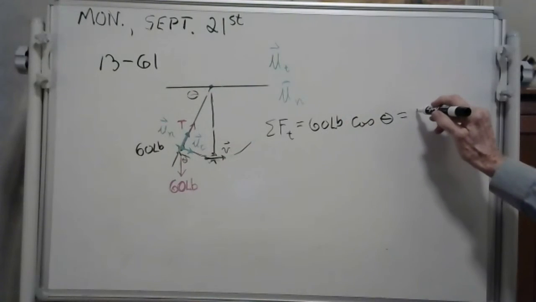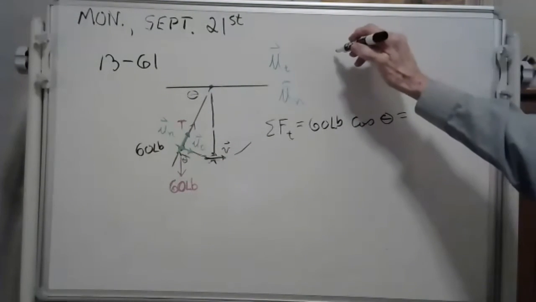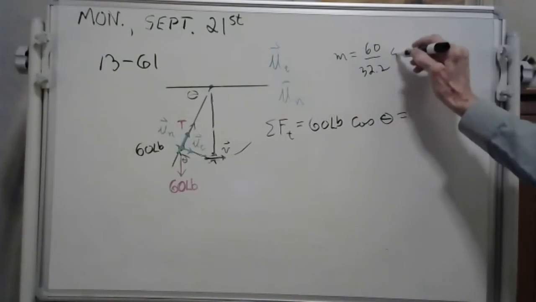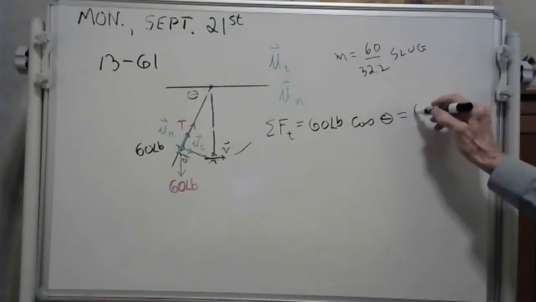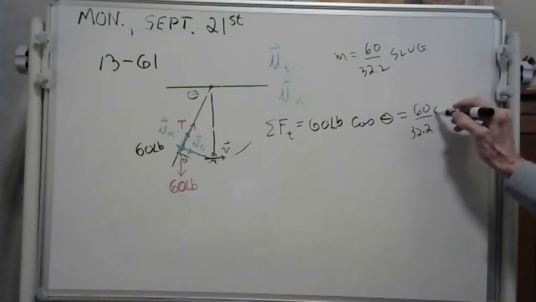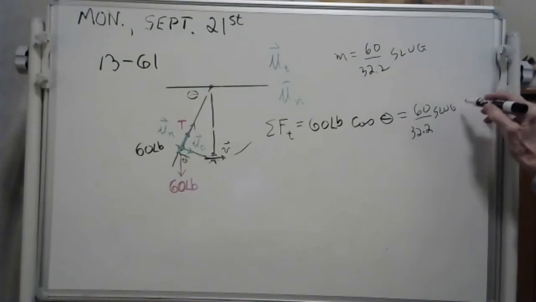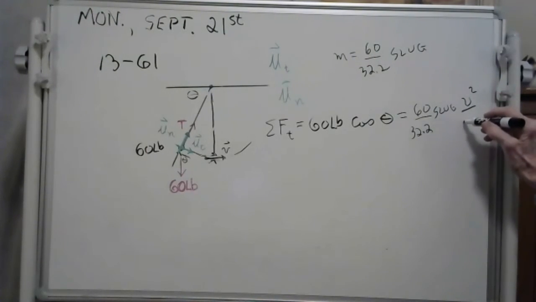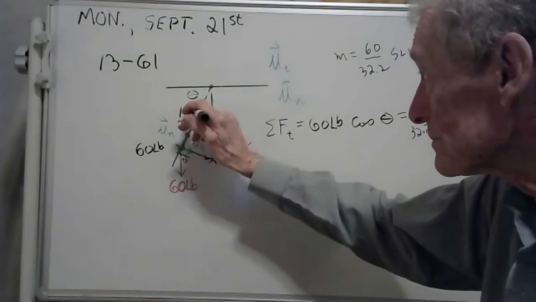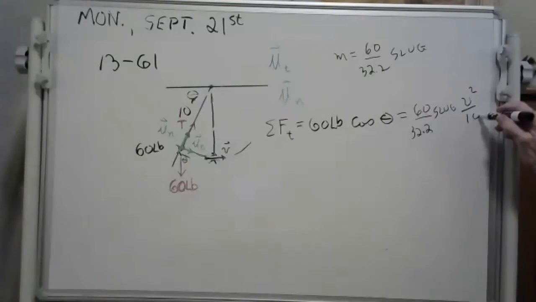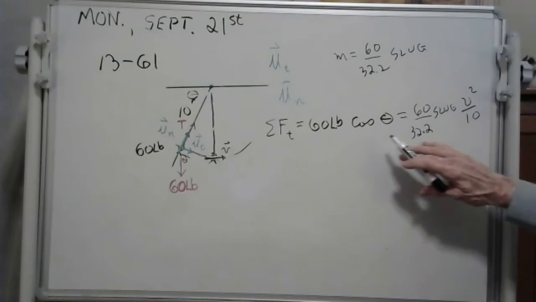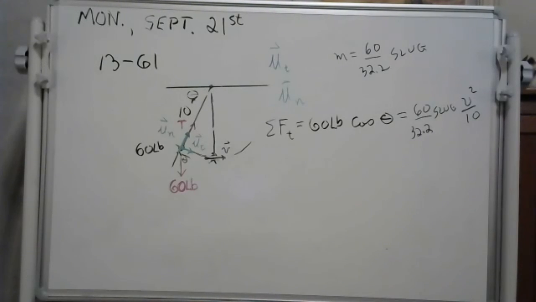And on the right, we have the mass. Oh, but wait a minute, to get the mass, you have to take 60 and divide by 32.2 to get the slugs. So there's the mass in slugs times acceleration, which is v squared over 10. They said this is 10 feet. V squared over r, 10 feet. Okay, so we have a lovely equation here.